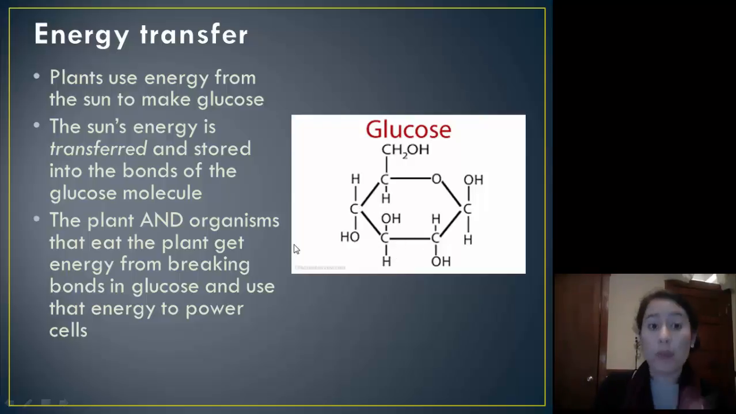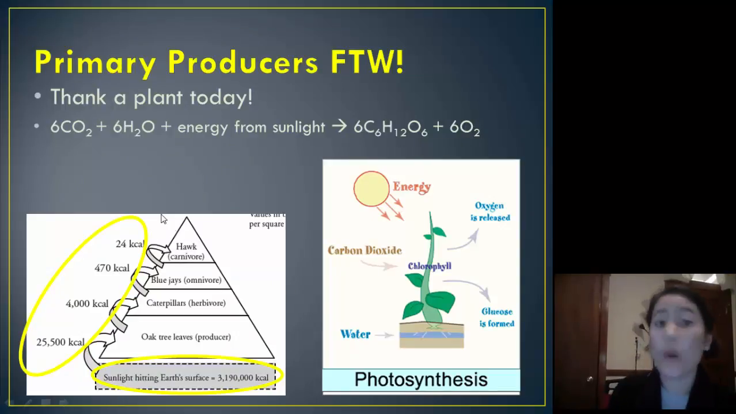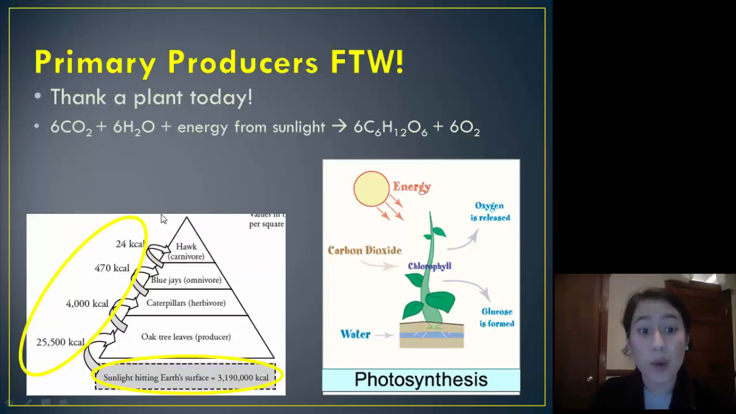Then later, the plant or the organisms that eat the plant can take that energy out again by breaking the bonds in glucose and using that energy to power the cell. So energy from the sun is stored in the bonds in glucose, and then later the glucose can be ripped apart in order to access that energy again and release it to power the cell. So thank a plant today for doing this amazing process, because it means that energy is able to enter this food chain and this ecological pyramid.